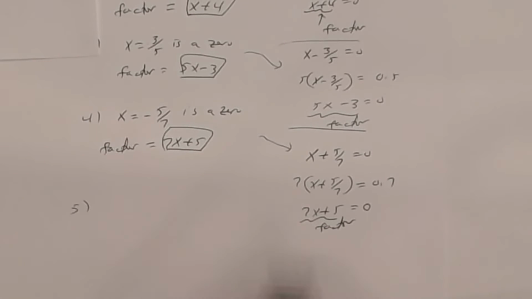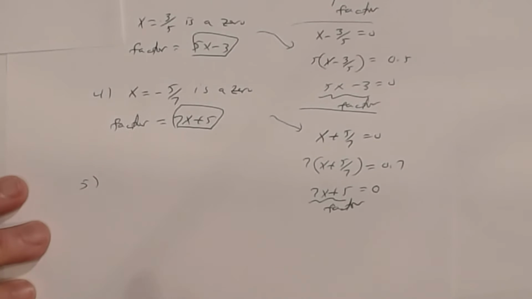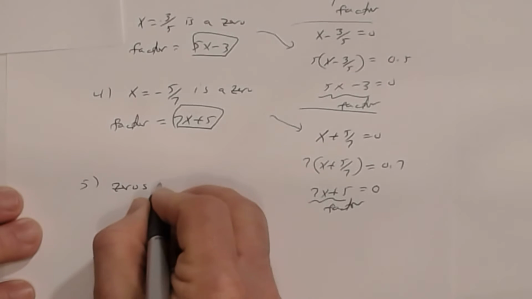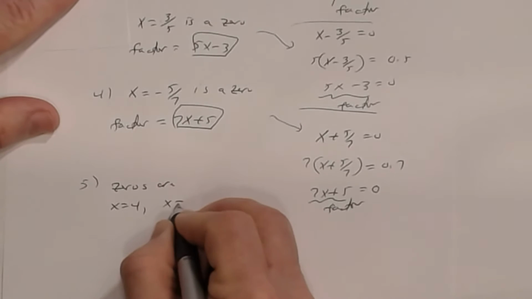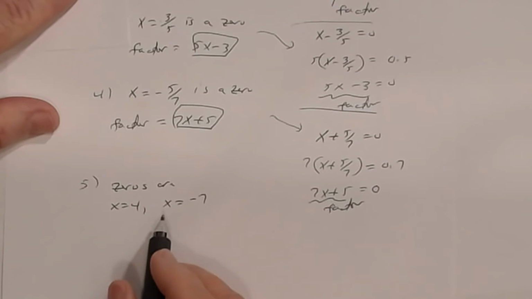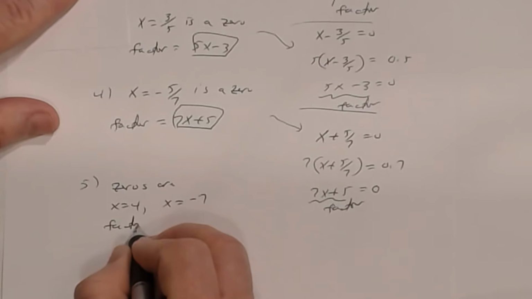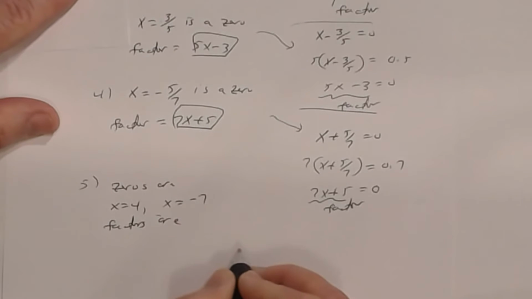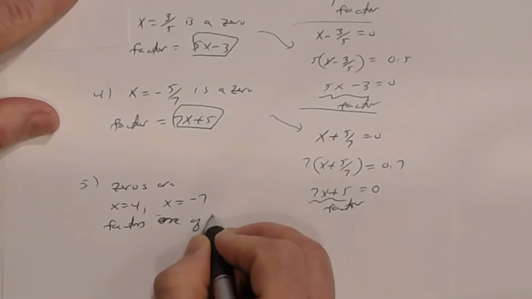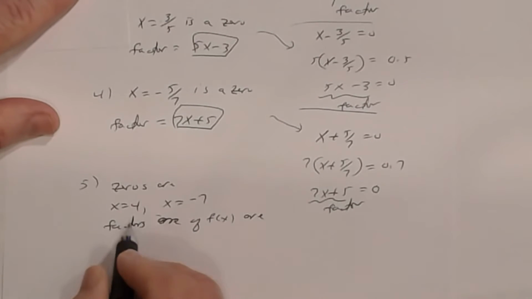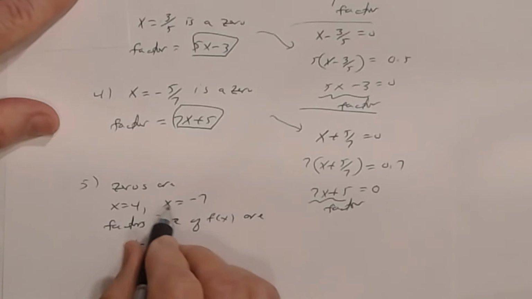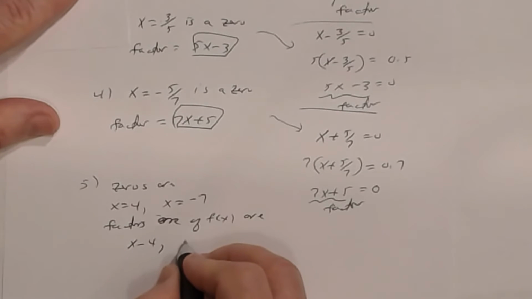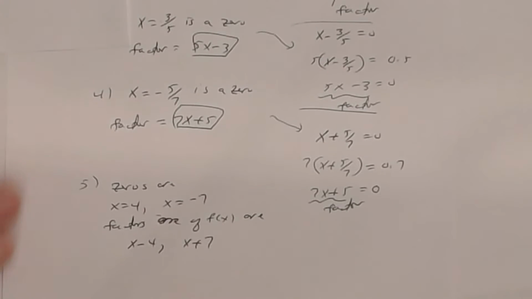So when doing number 5, the way you want to think about that is since the only zeros are x equal 4 and then x equal -7, right? So if the zeros are these, then the factors of f of x are, all right, so if x equal 4 is a 0, then one of the factors has to be x minus 4. So there's one of your factors. The other factor, so if you're told the 0 is -7, then the other factor has to be x plus 7. So those are your factors.